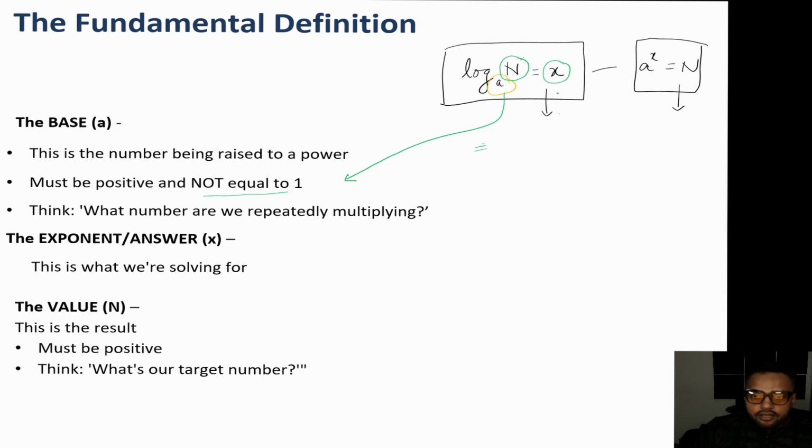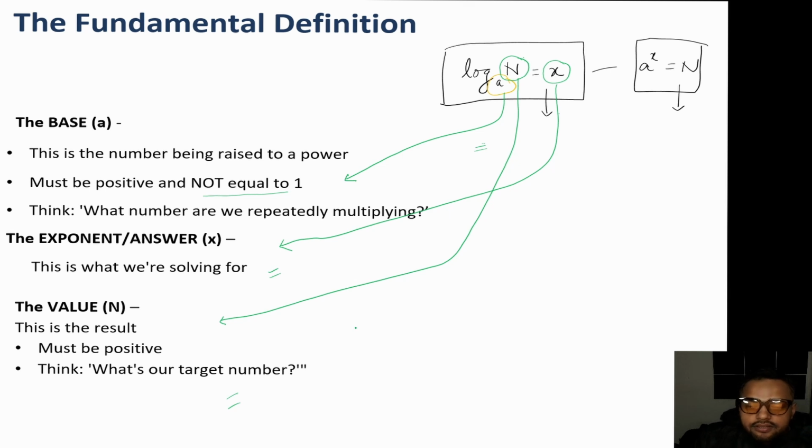Okay, this base part, this is the actual n, which is the value for which we are calculating. This is the exponent or power, that is what we are solving for here. This is the natural number n. It must be positive, and think of this as our target number. For example, this is the part a and this is x. So from here we can say that the value of n will be equal to a raised to the power x.